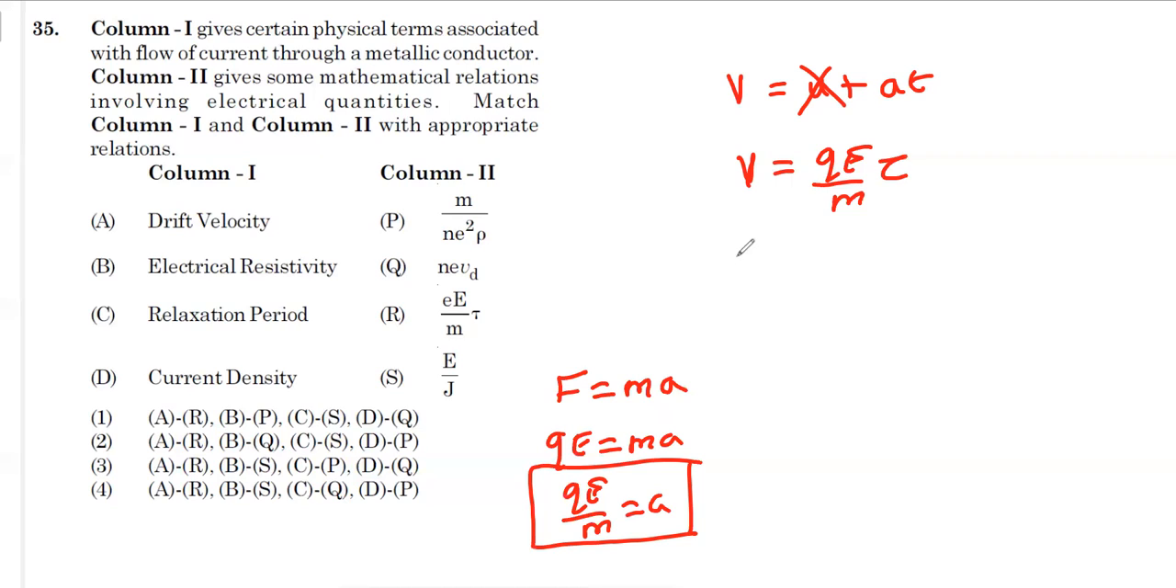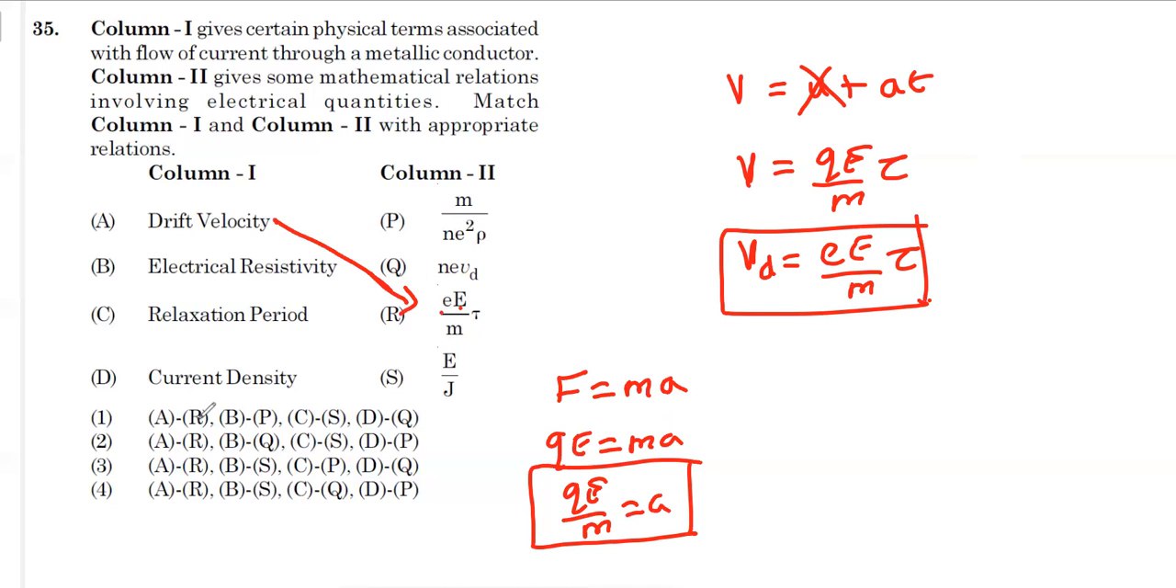And here q is the electron's charge, so drift velocity is eE by m tau. This is the standard way of writing drift velocity. Okay, so here you can see eE by m tau. So drift velocity should be option R. So you can eliminate the R options, no problem.